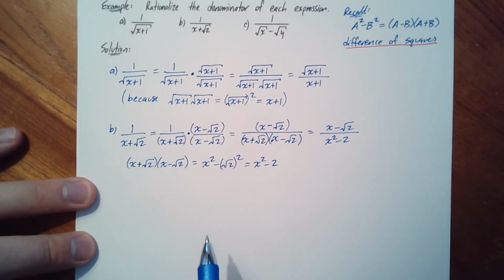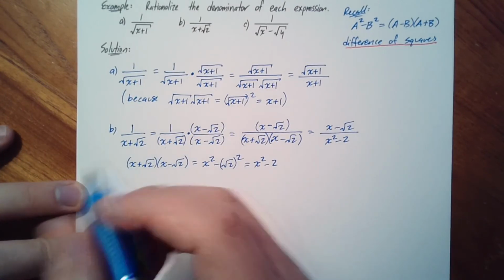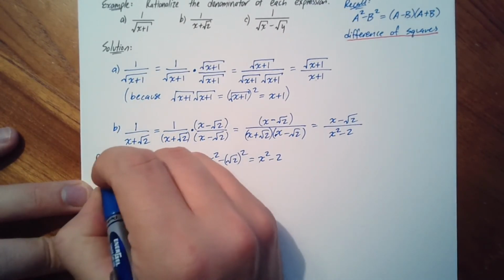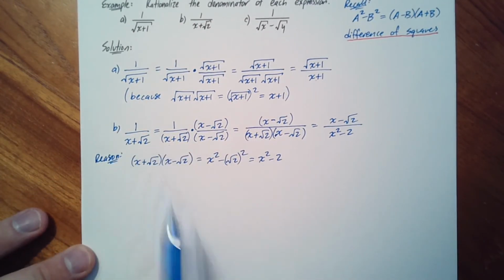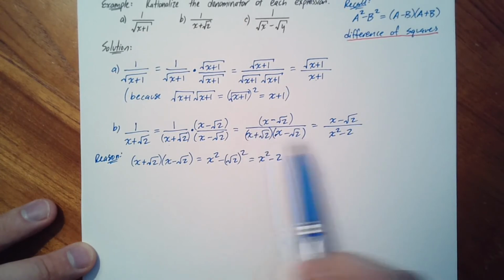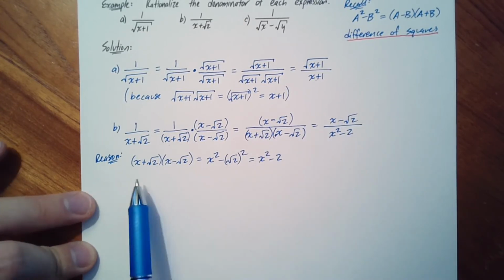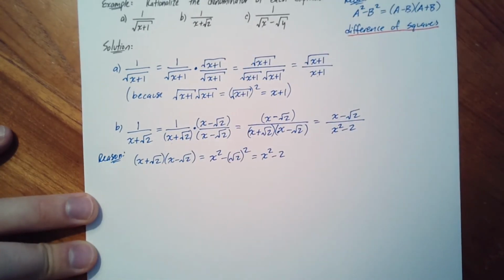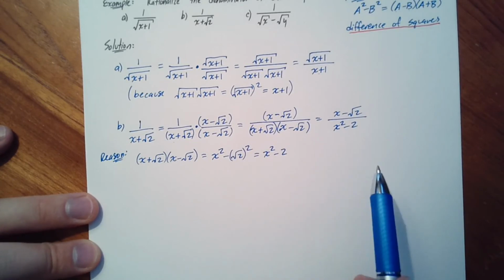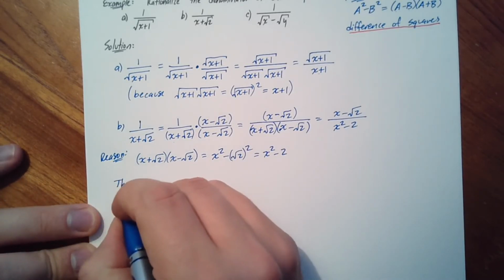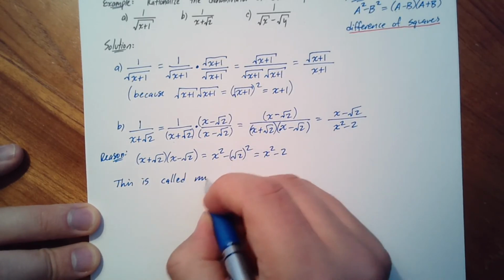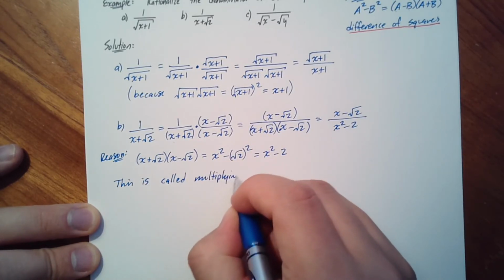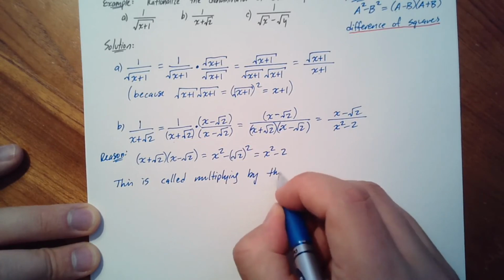By the way, let's clean this up. I'll just put reason here. So just to remind yourself, this is just the details of how this step turned into this step. And I want to add one more comment before we do C. This is referred to as multiplying by the conjugate. This technique that we just did, it's called multiplying by the conjugate.